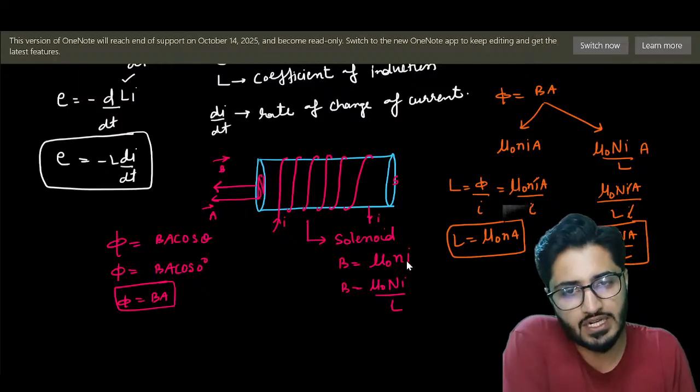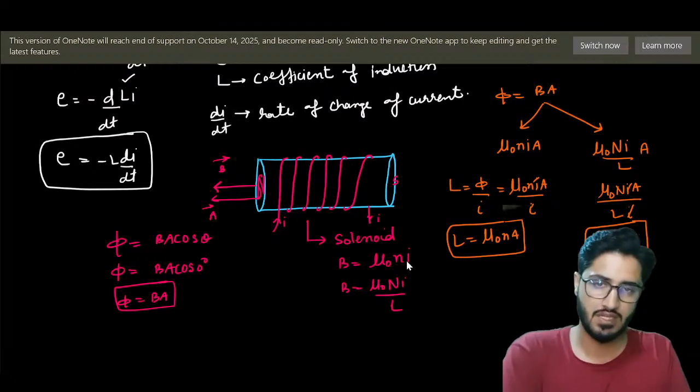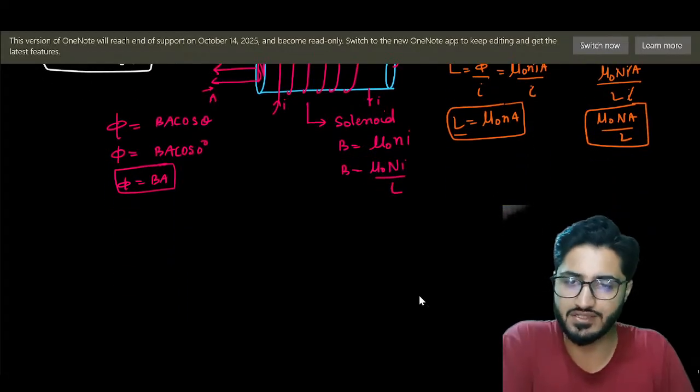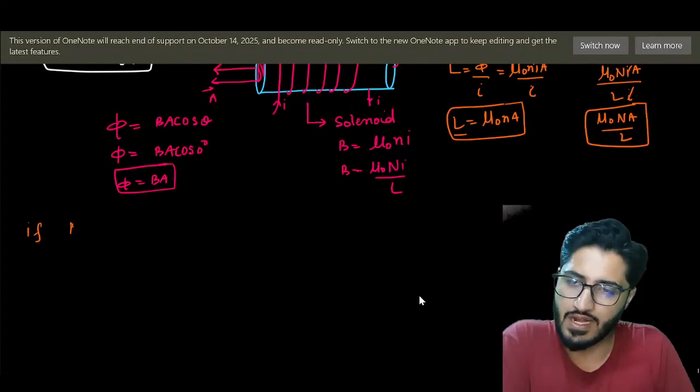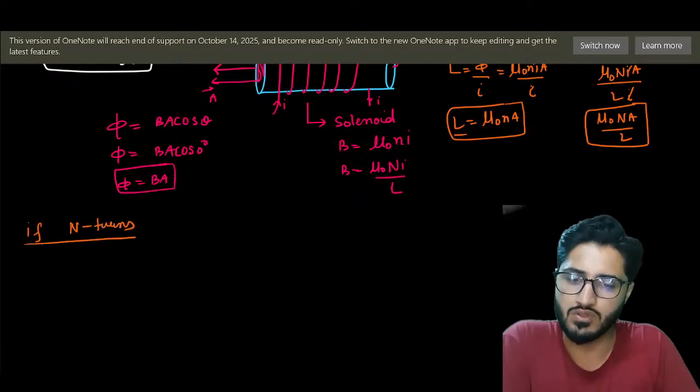But this is for a single turn, right? Let us suppose we are having N turns. If we are having N turns, what can I write now?